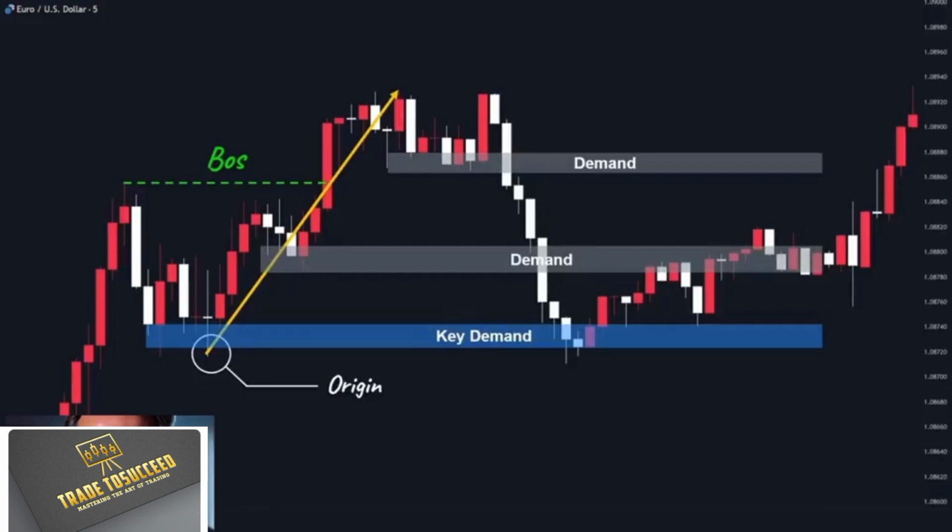If you have any doubts about identifying a valid break of structure or reversal, make sure to watch our previous videos about market structure concepts, which are linked in the description. Let's move on to the next rule.